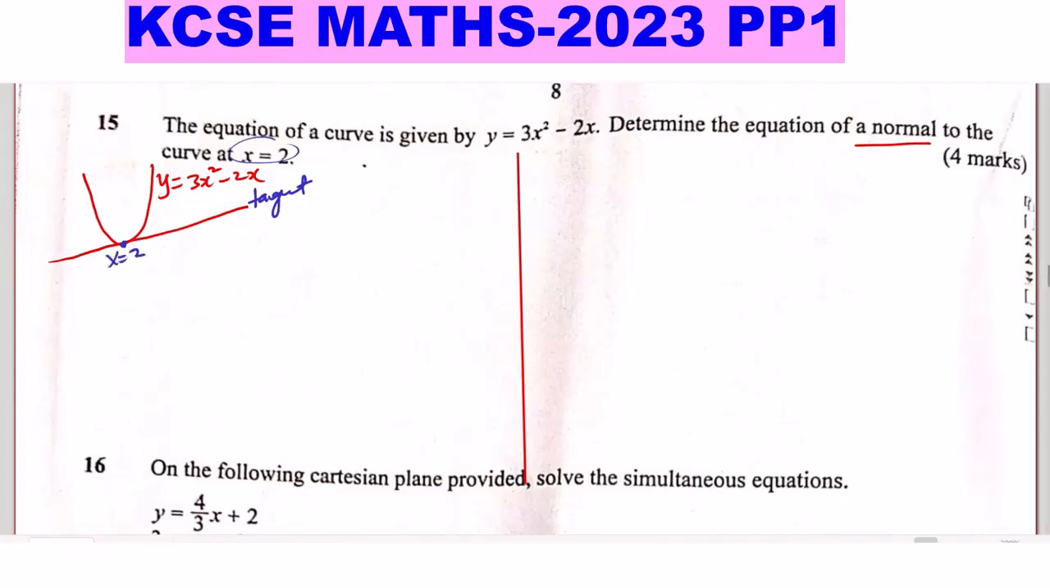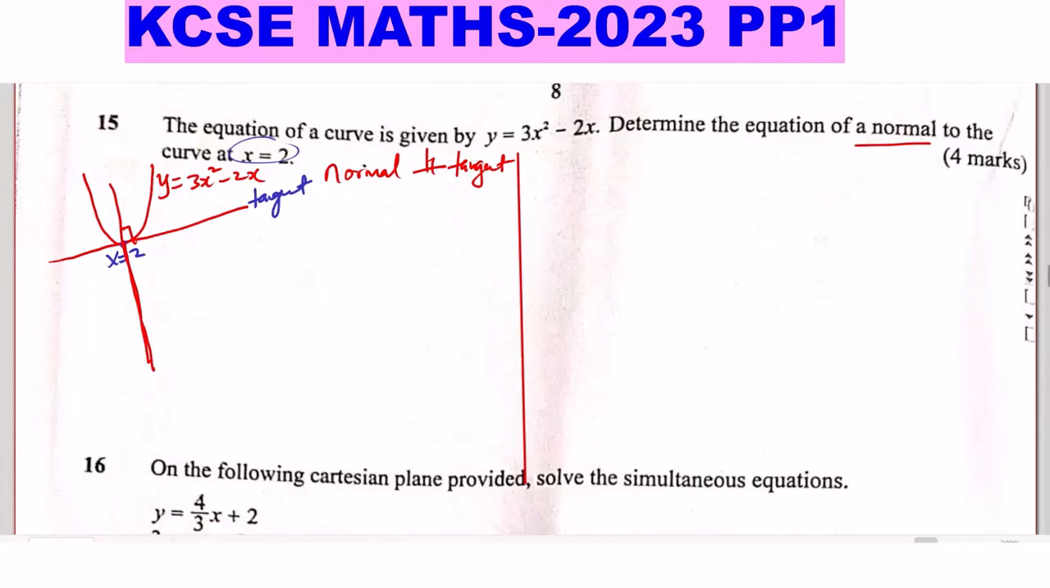The normal will be perpendicular to the tangent. It is important to note that the normal is perpendicular to the tangent, or the tangent is perpendicular to the normal. It's the same thing. So the normal is a line that passes through that point, perpendicular to the tangent, and both of them pass through this point, x equals 2.